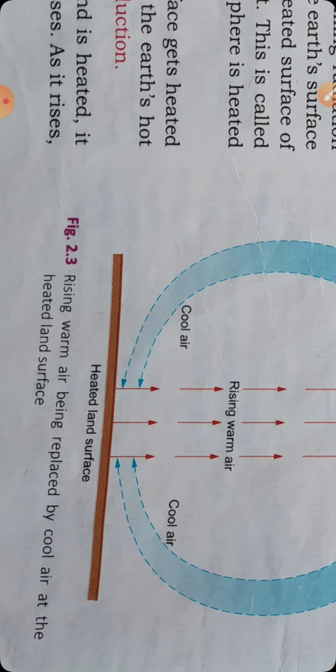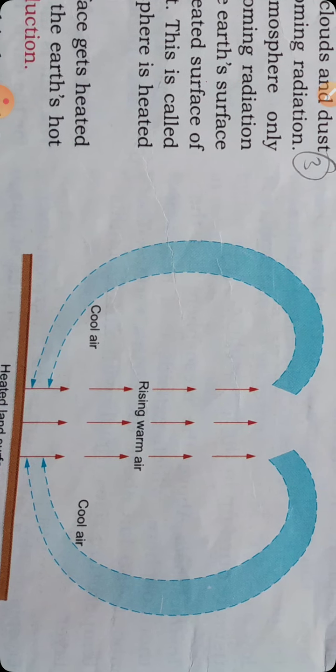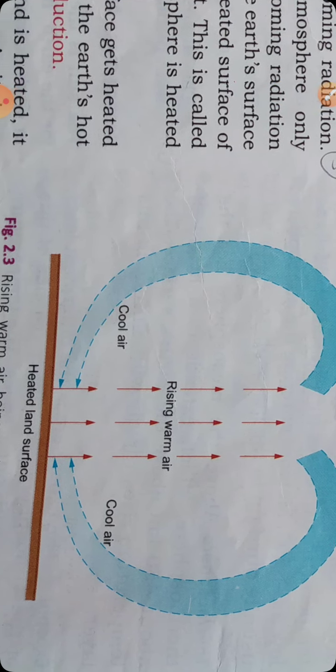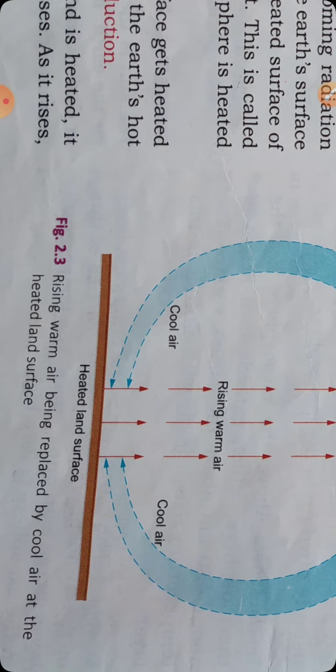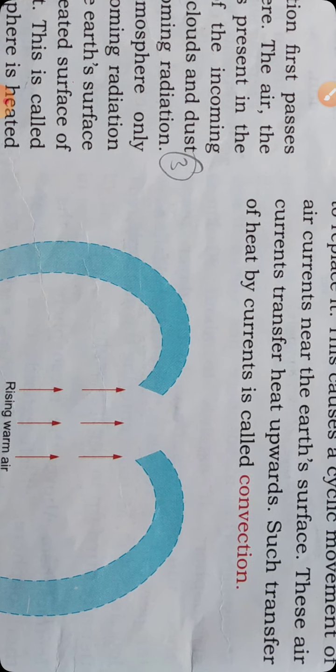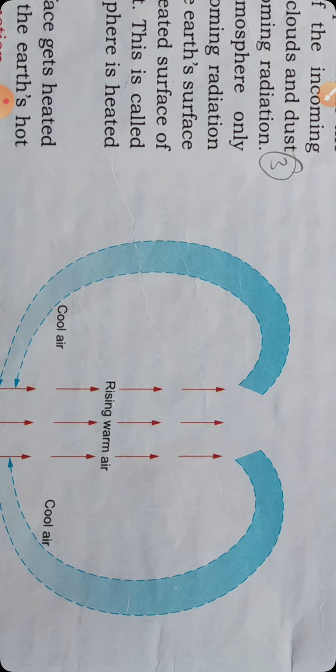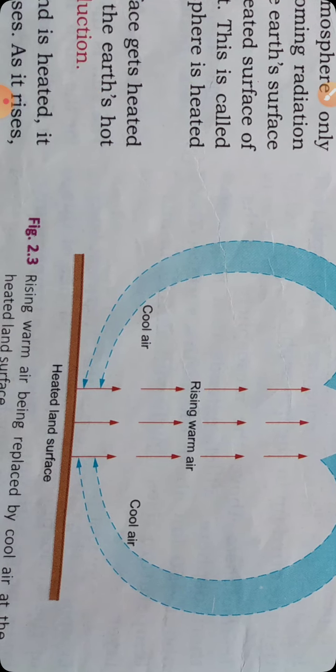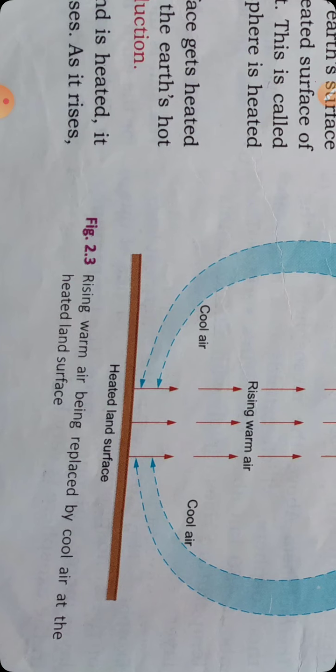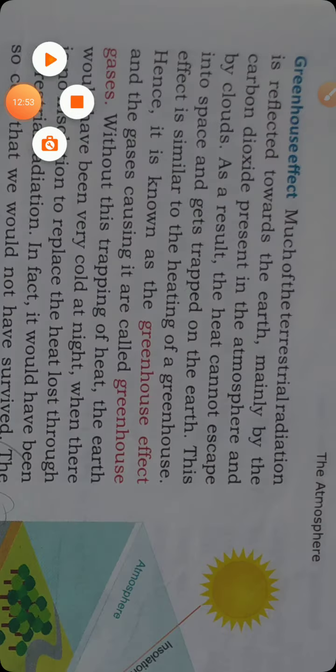We can see the Earth's surface, the heated land surface, and how terrestrial radiation is shown by red arrows, and how cool air is coming down. So that is how rising warm air is replaced by cool air at the heated land surface, and such a process is called convection. Okay. So this is how convection takes place. When these molecules are touching the ground, then it is conduction. When it is taking place without touching, then it is convection. Rising warm air is being replaced by cold air at the heated land surface.